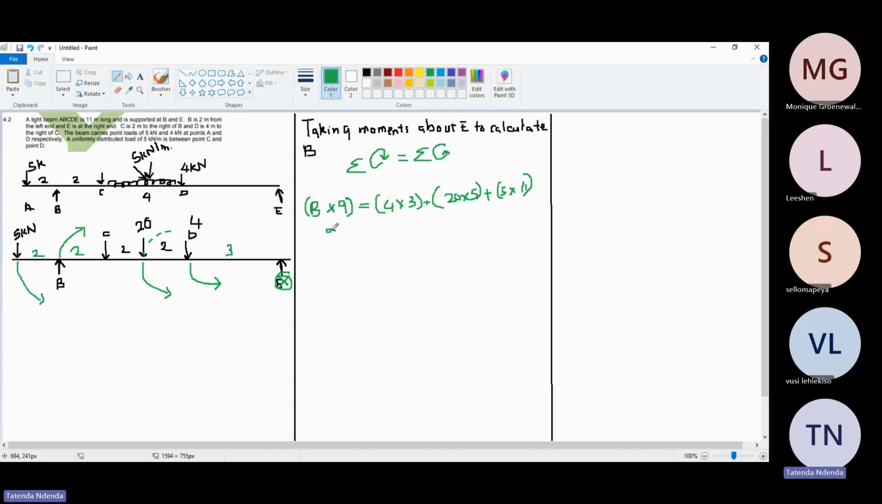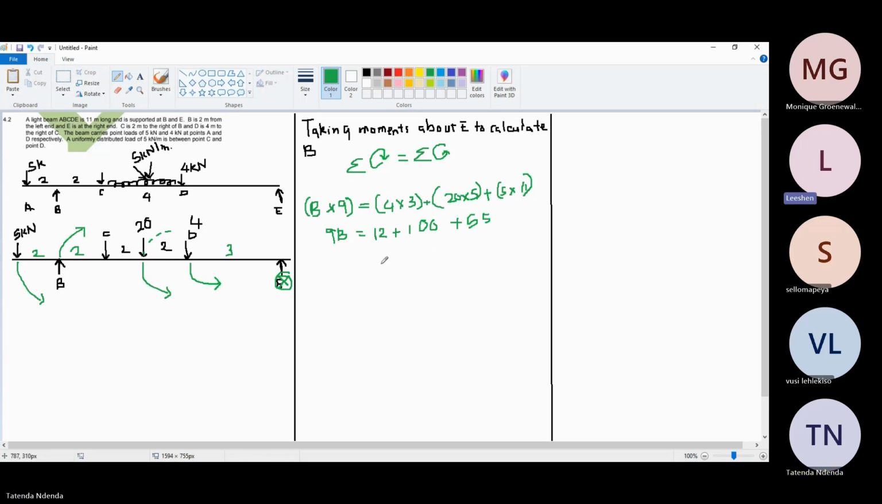Meaning that 9B is equivalent to 12 plus 20 times 5, that's how much? That's 100, isn't it? Plus 55.